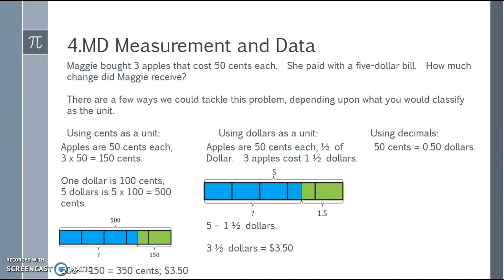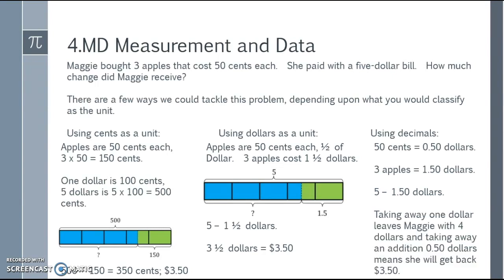Finally, using decimals, 50 cents is the same as 0.5 or 50 hundredths of a dollar. 3 apples is $1.50. 5 minus $1.50. We take away $1, that would leave Maggie with $4, and taking away an additional 50 cents means she will get $3.50 back.